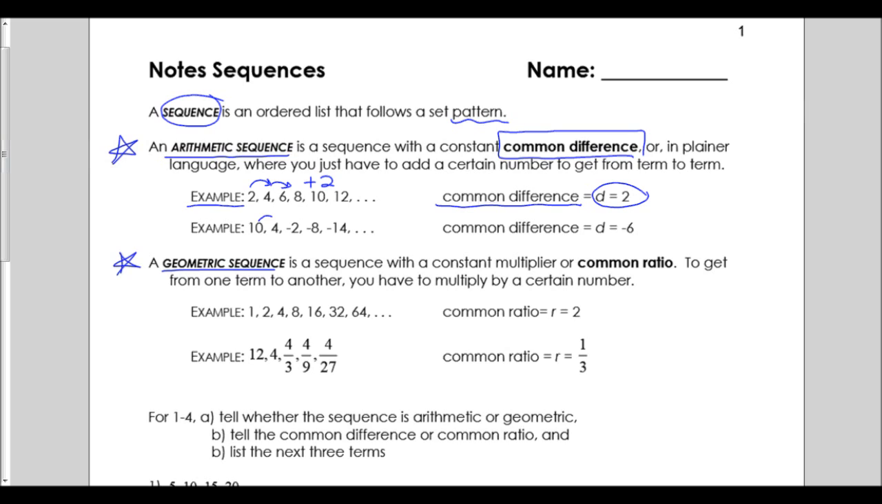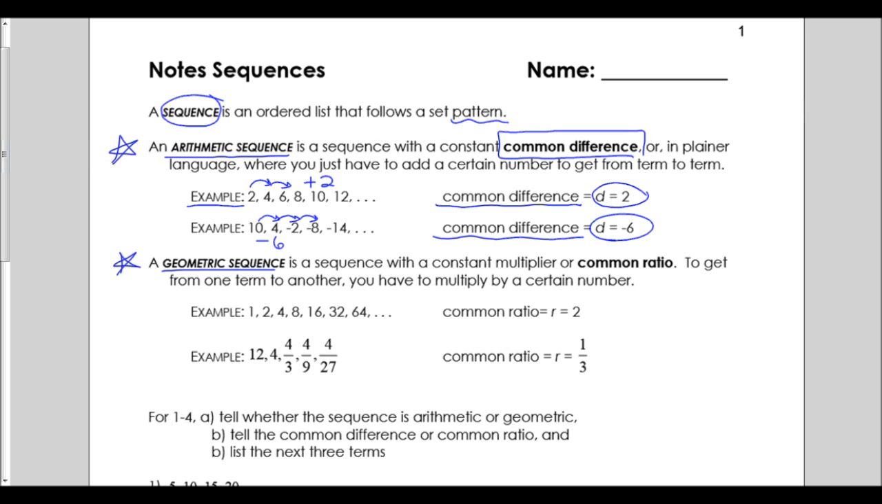In the second example, we are subtracting 6 each time. So our common difference would be a negative number, because the amount of the common difference is what we add every time to get the next term, and our common difference would be negative 6.